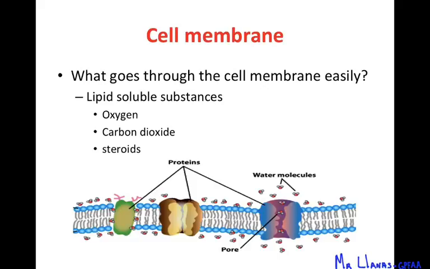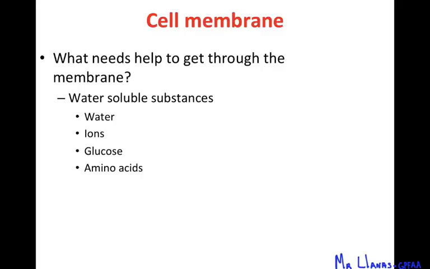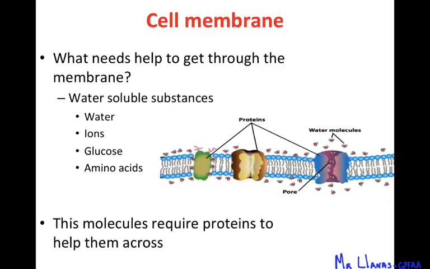Lipid soluble substances go through the cell membrane very, very easily, like oxygen, CO2, and steroids. They go through our membranes very easily. Some molecules require help to go through the cell membrane, and those are water soluble substances like water, ions, glucose, amino acids. And this is where those proteins that I just mentioned come in and help these things. They're very handy when it comes to helping things go in and out, especially if they're water soluble.